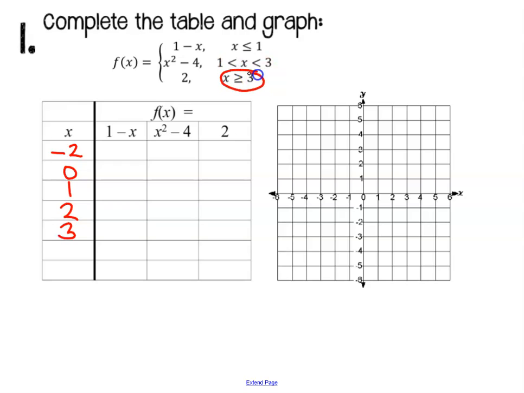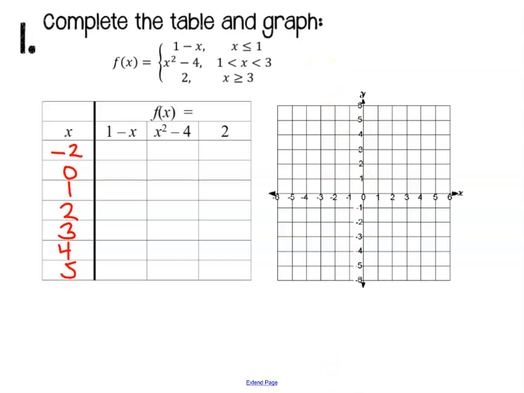And now this one says I can be 3, which I already have in my table, but I also want to pick something greater than 3. So maybe I'll pick a 4 and a 5. All right, here we go. I'm going to put the number -2 into my function, and if I do that, it can only follow this rule. So when I put that -2 into my function, I'm going to do 1 minus -2.